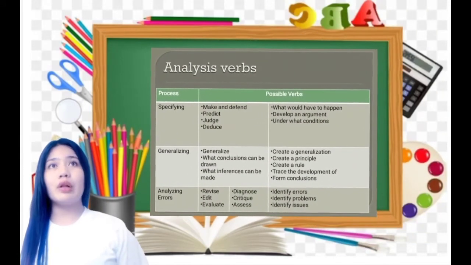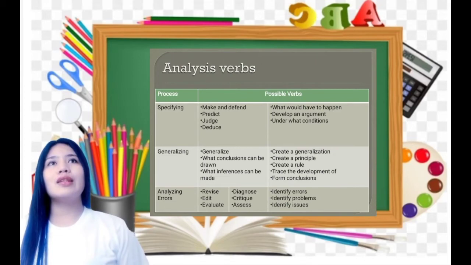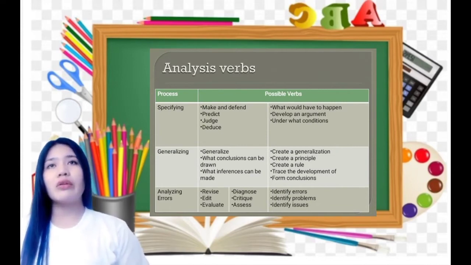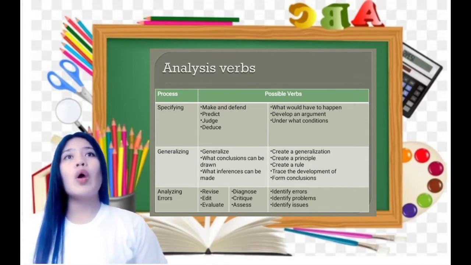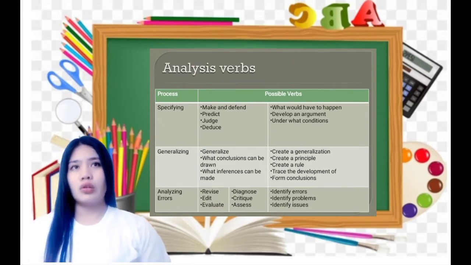These are the possible verbs that we can use. In specifying: make and defend, predict, judge, deduce, and also consider this: what would have to happen, develop an argument, under what conditions. In generalizing: generalize, what conclusions can be drawn, what inferences can be made. Also consider this: create a generalization, create a principle, create a rule, and trace the development of formed conclusions.